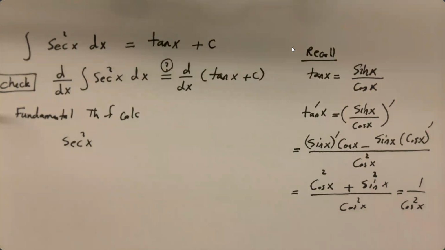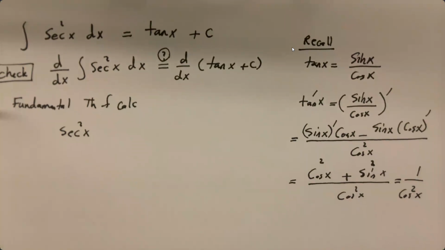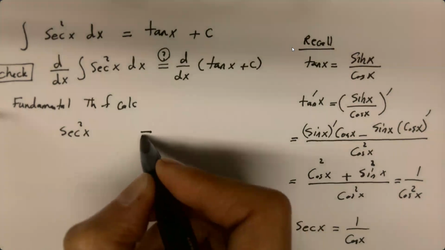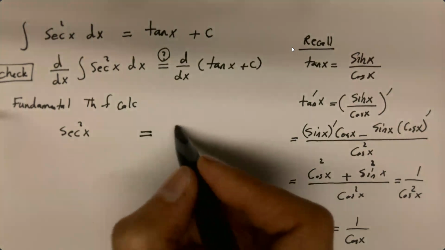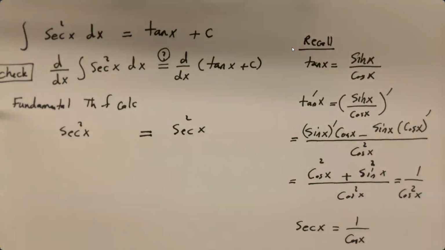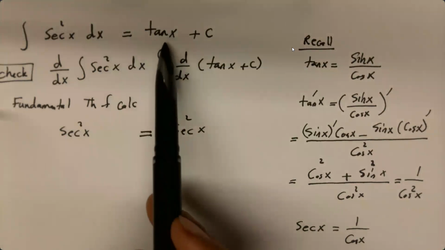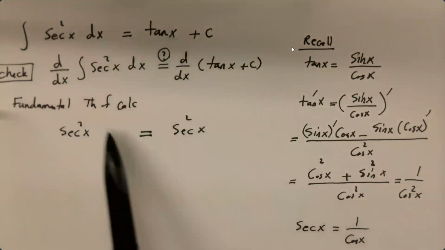At the same time, the definition of 1 over cosine is secant. Secant of x is 1 over cosine of x. So secant squared is 1 squared divided by cosine squared, or just 1 divided by cosine squared of x. So as you can see, the left-hand side and the right-hand side are both equal to each other. The integral of secant squared of x dx is nothing but tangent x plus c, and you can check your work here.